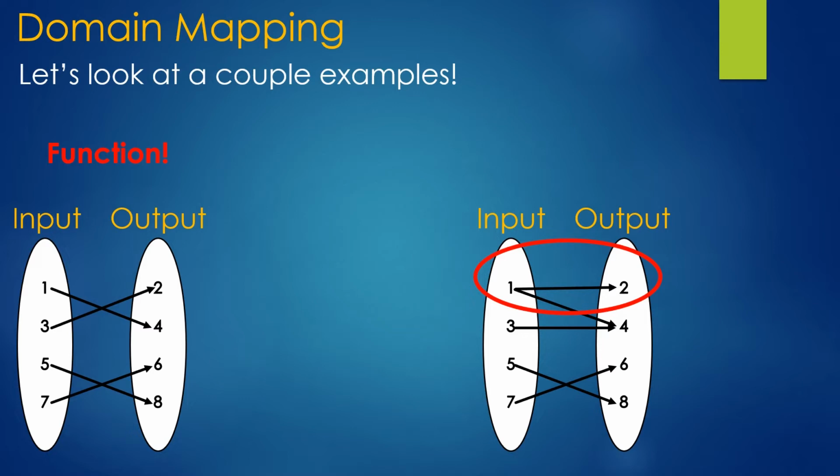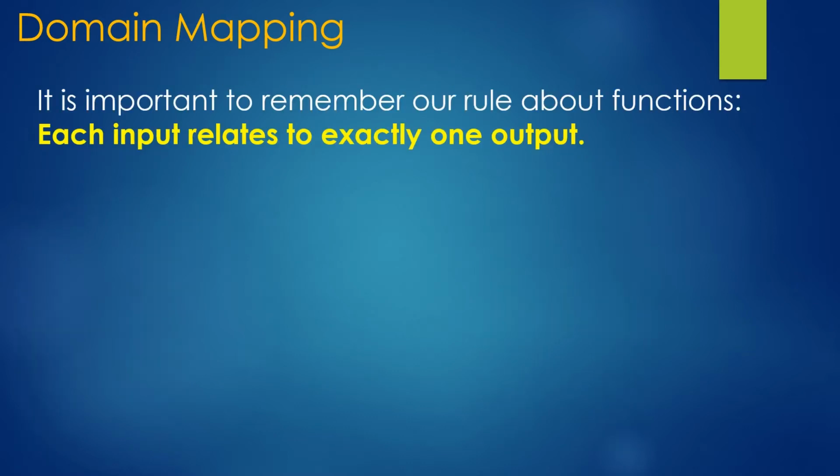This input of 1 has two outputs because 1 goes to 2 and to 4. That would be like hitting that machine trying to get your Skittles, and instead you're getting a Good and Plenty. We would say this is not a function. It's important to remember our rule about functions. Each input relates to exactly one output.